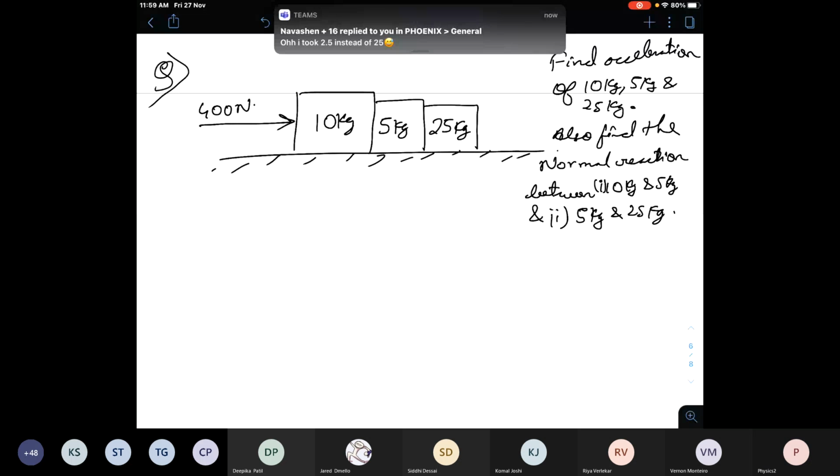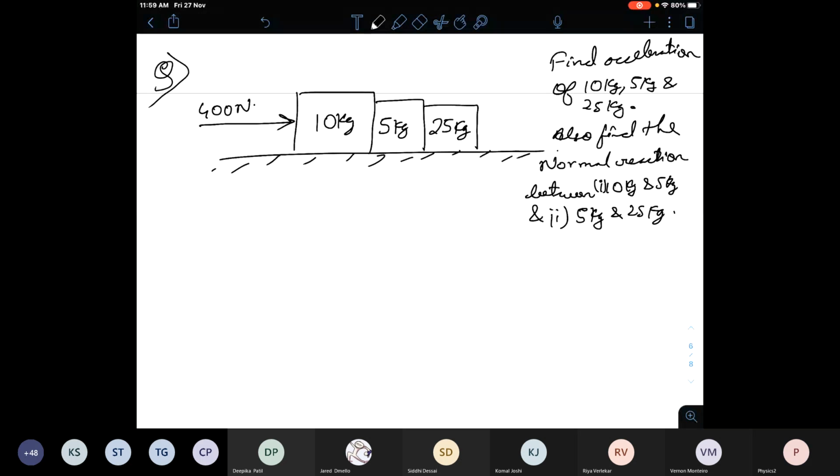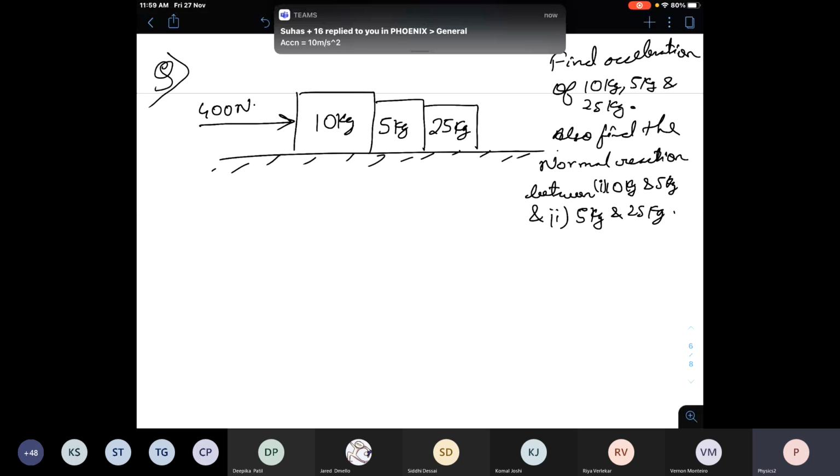Acceleration is 10 meters per second squared, no doubt in that. 300. Nice, nice, nice. One of the answers is 300. Okay, one of the normal reactions is 300. I will solve it, yaar. Just have patience.